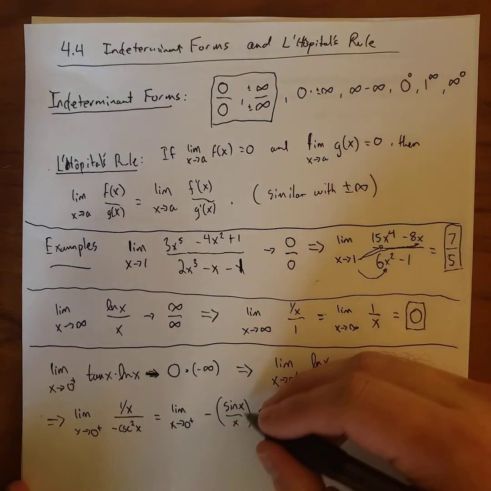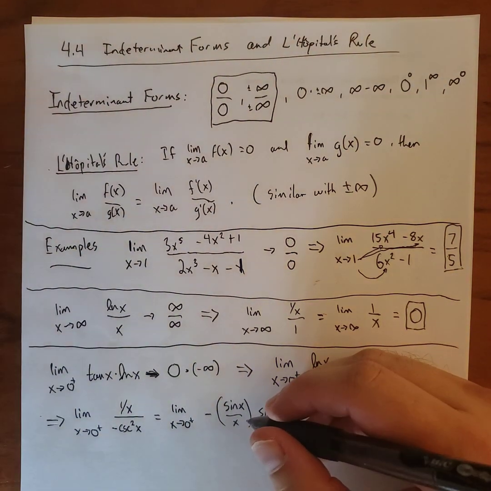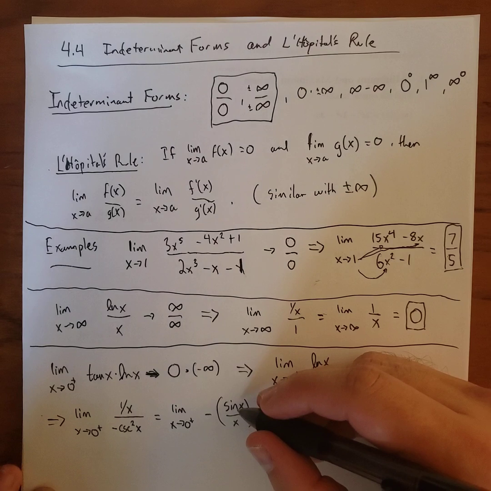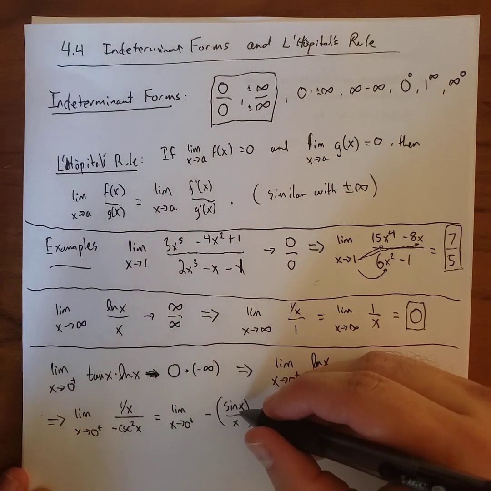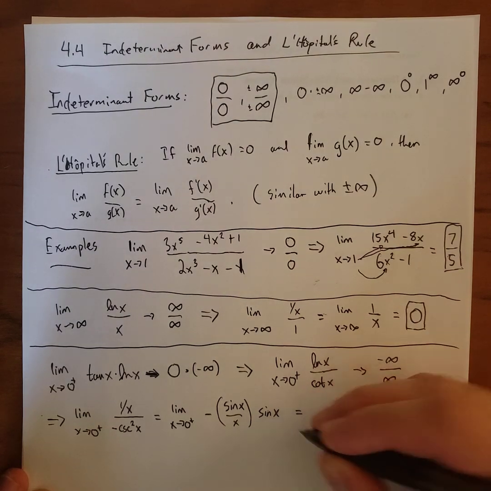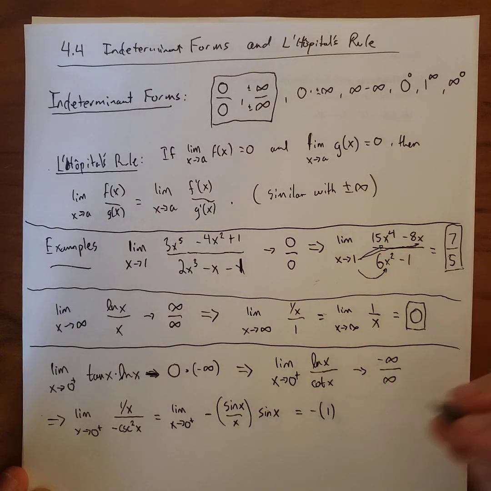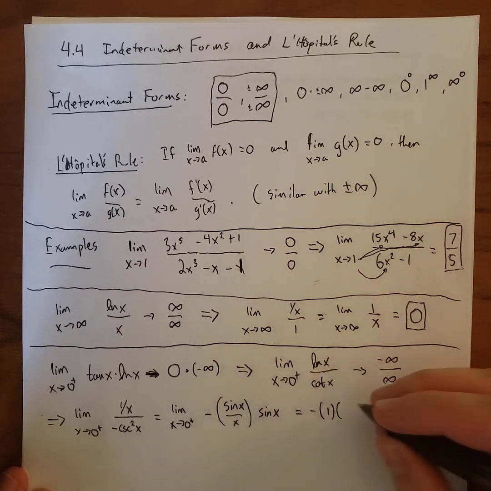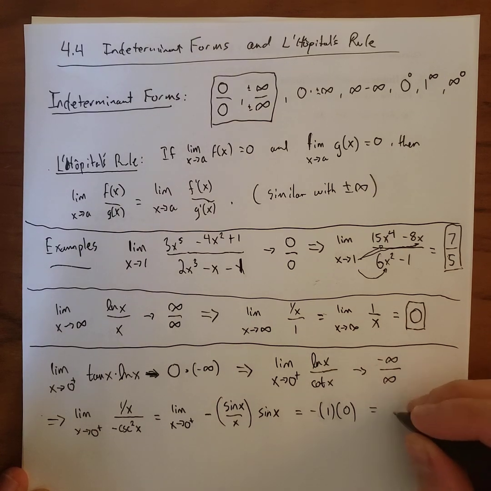And I do that because you may remember this was in chapter 3 when we were proving the derivative of sine. We had that the limit as x goes to 0 of sine x over x was 1. So we actually can plug in the 0 because we get minus 1, but then sine of x, sine of 0 is 0, so 1 times 0. So that's 0. So the limit here is 0.